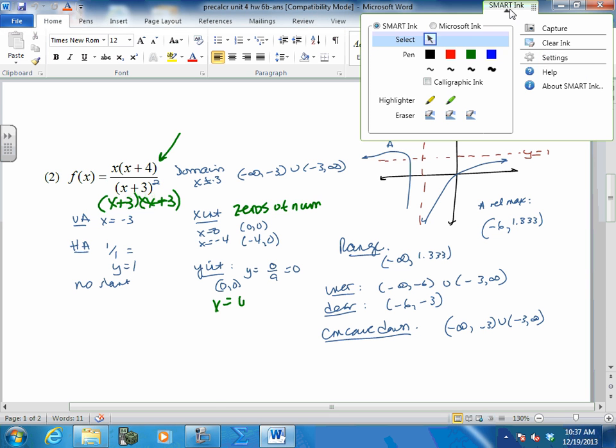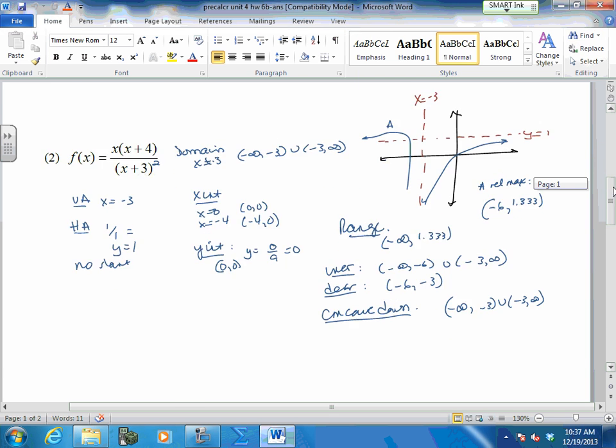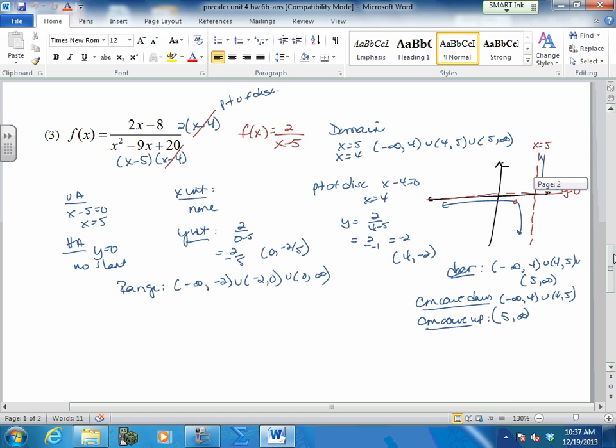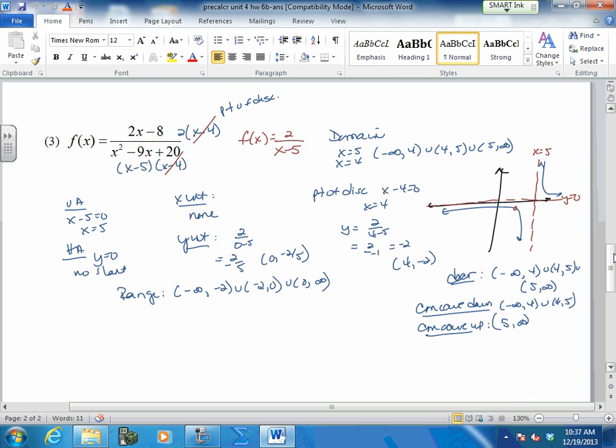Let me see where there's a nice one that takes a point of discontinuity out of here. Okay, this one is a good one. Let's walk through this one. First step, always factor. Factor first. So we factor the top, we factor the denominator, right?